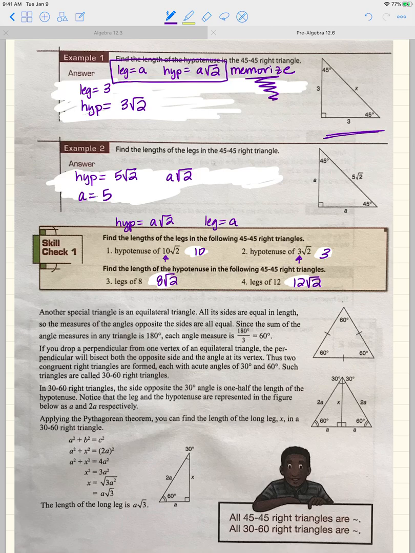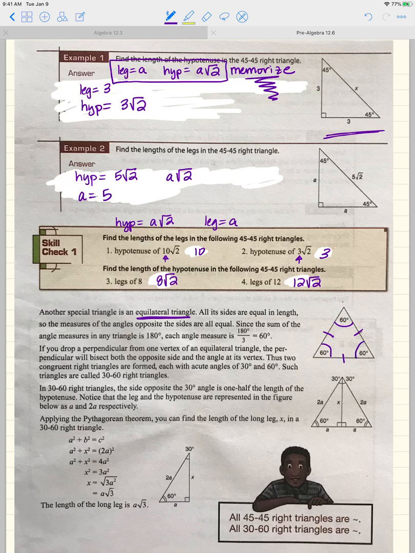Do not make this harder than it is. It really is this simple, okay? Then we have another special kind of right triangle, and it is an equilateral triangle. What do we know about an equilateral triangle? We know that all sides are the same length and all angles are the same measure.